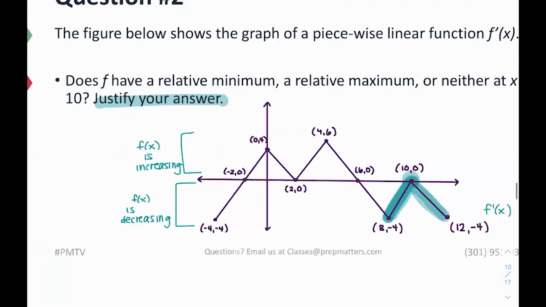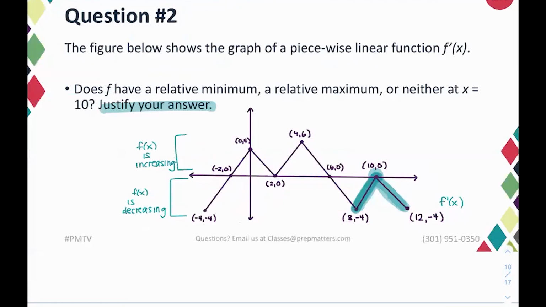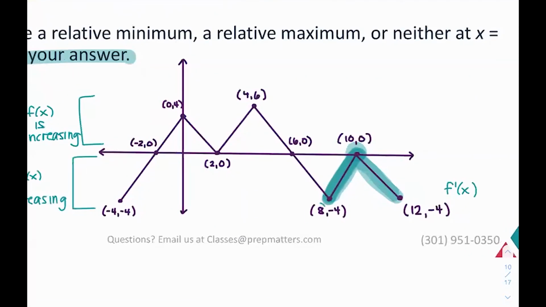So to write up an answer like that, it doesn't have to be long and complicated, but to write up an answer like that, we could say f has neither a relative minimum or a relative maximum at x equals 10 because f is strictly decreasing on the interval from, we can just kind of pick something around that, on the interval from 8 to 12.